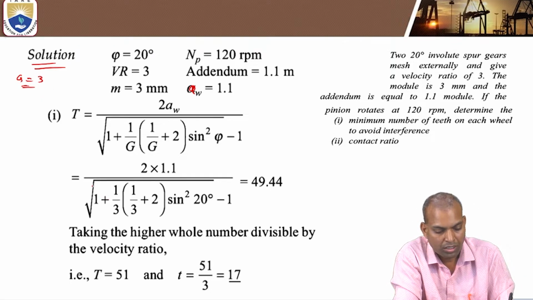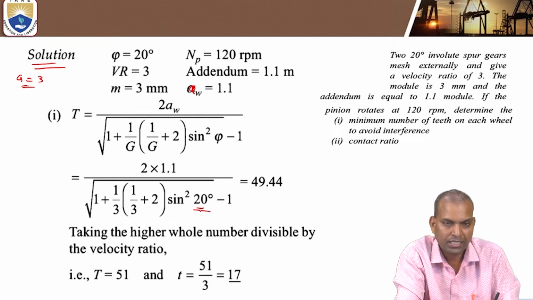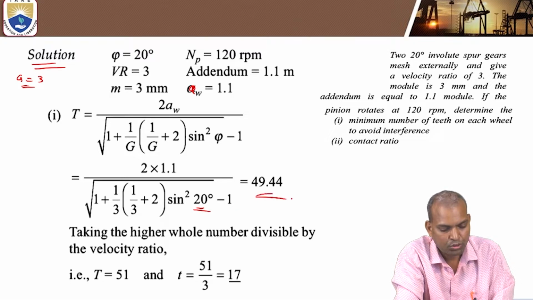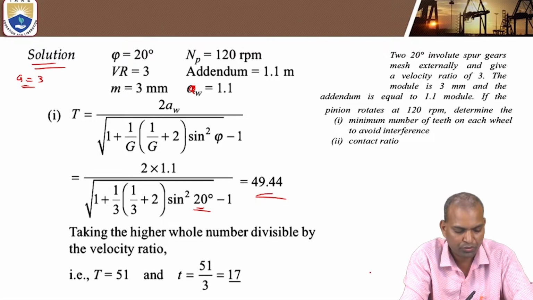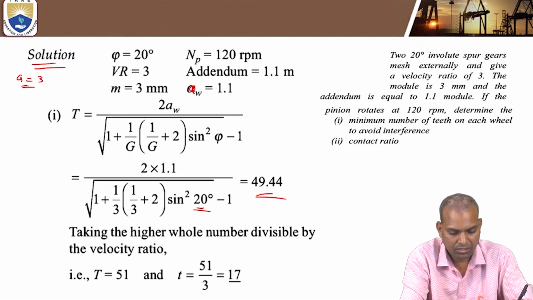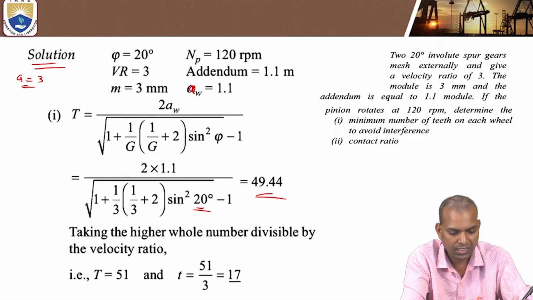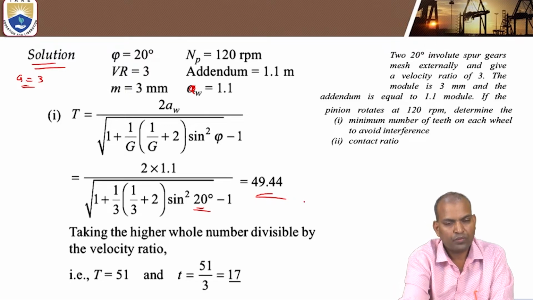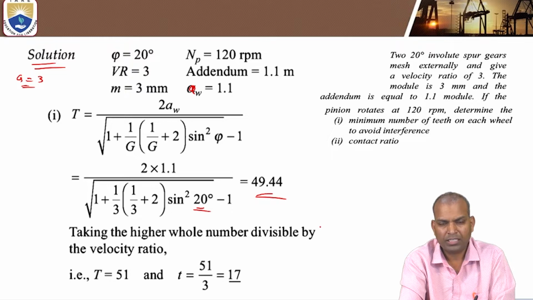Now here, 2 times AW equal to 1.1 by under square root of 1 plus 1 by G, which is 1 by 3. Substitute over here, the pressure angle is 20 degrees, minus 1. So capital T, the number of teeth on the gear, equal to 49.44. So taking the highest whole number, that 49.44 rounds to 50. We can consider it, but the standard gear has number of teeth available, that is 51.